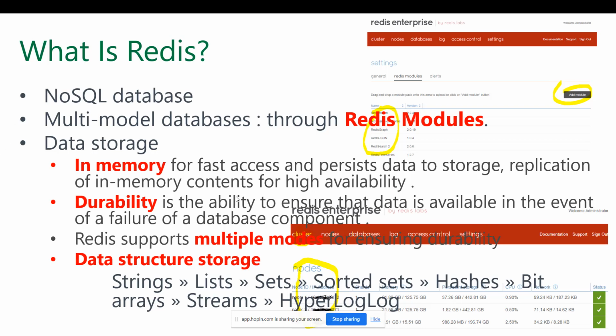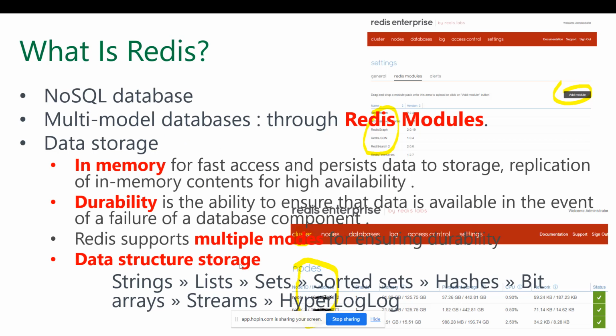It's in memory, so it's very, very fast. Redis is a very fast database, and it has built-in replication with high availability. Durability ensures the database is available in the event of failure. So this is the advantage of Redis.